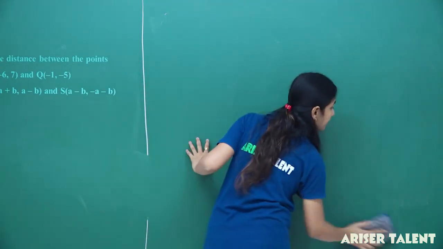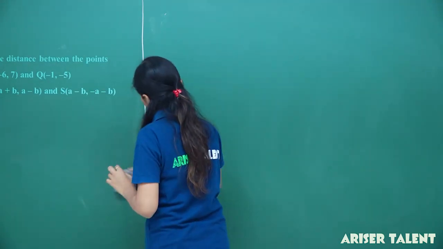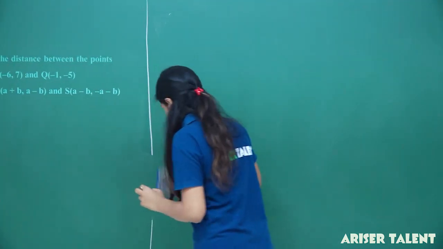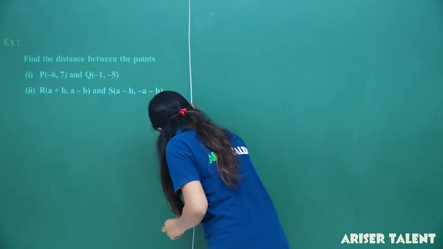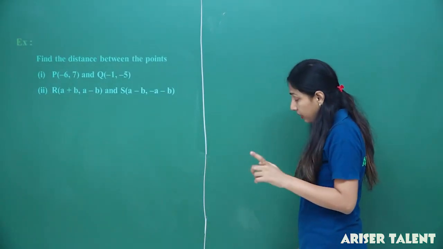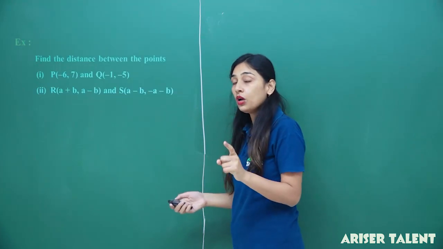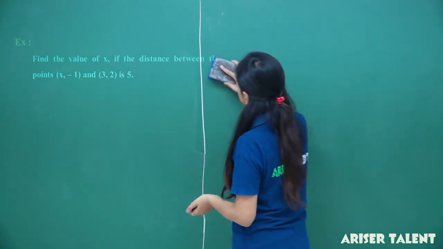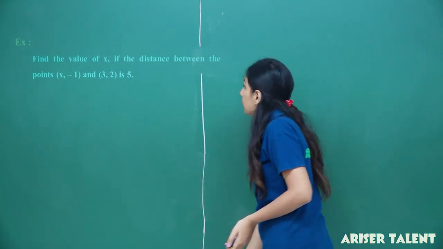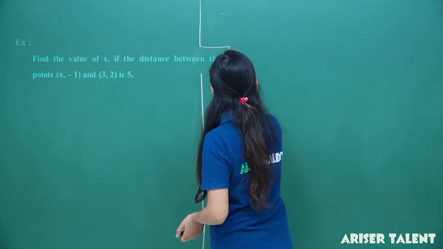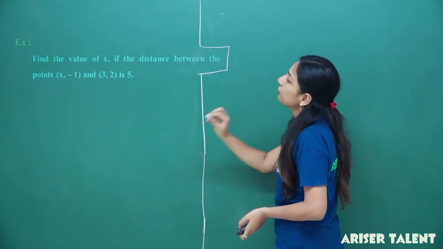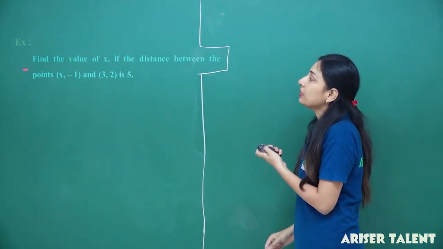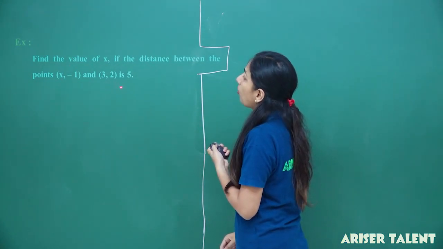So, guys, ready for the second question? Having your copy and pen ready? Before you do it, I'm going to make the concept clear. So, this is the question: find the value of x if the distance between the points (x minus 1, 3) and (2) is 5.